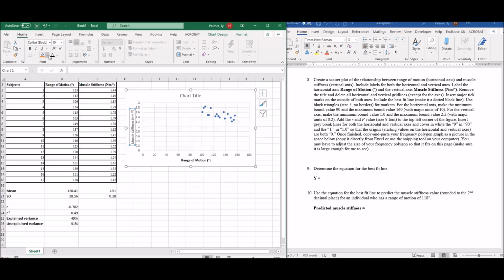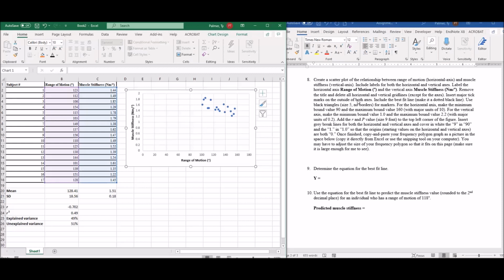And again, we can change it to black font, we can bold it just to make it a little bit more visible, easier to see. It says, next instructions, remove the title. All right, so remove this, so you can just click on it and then hit delete on your keyboard.